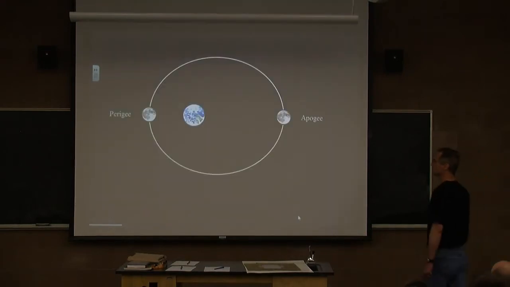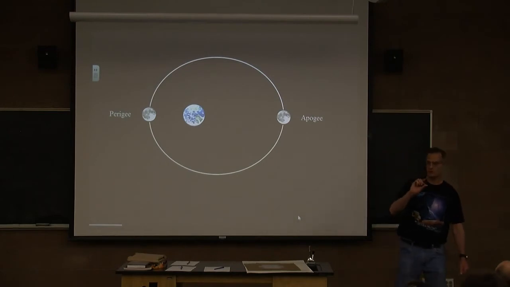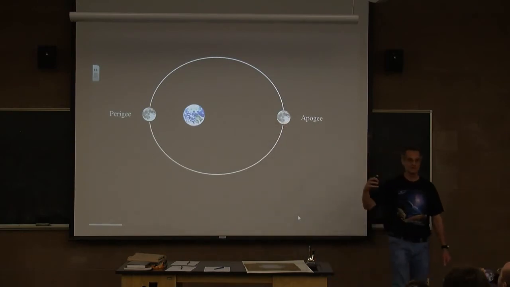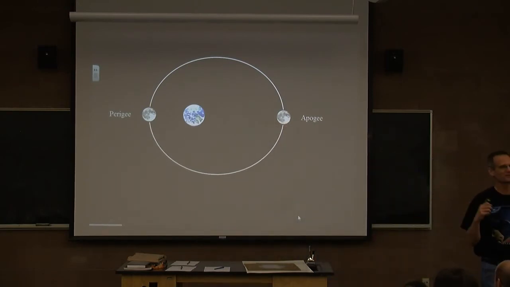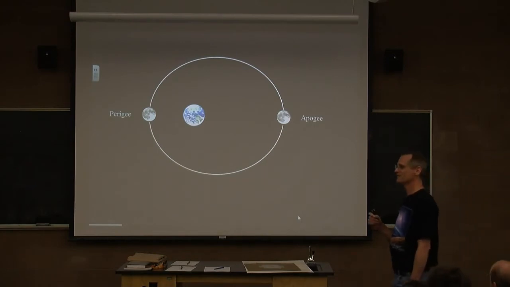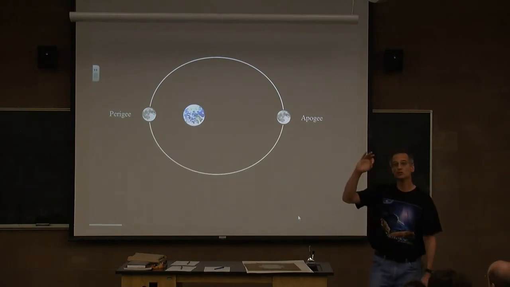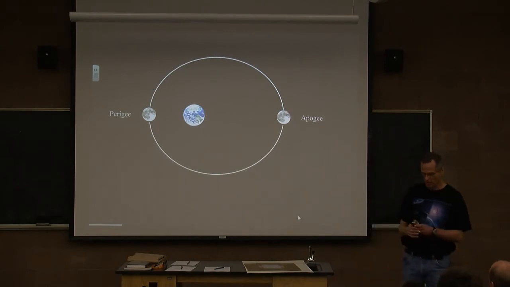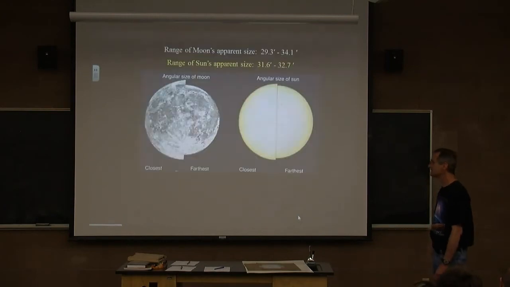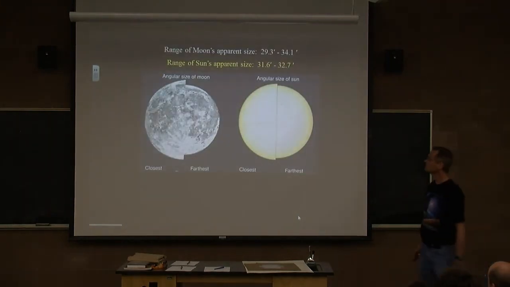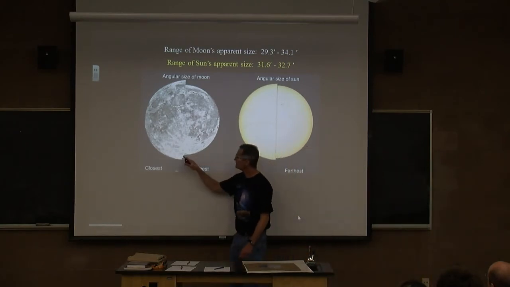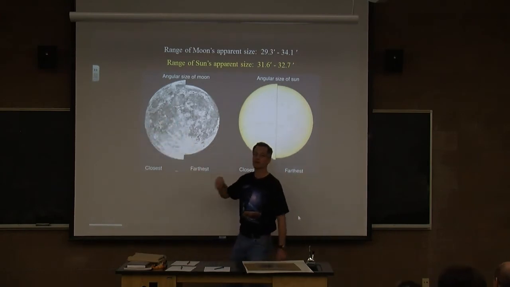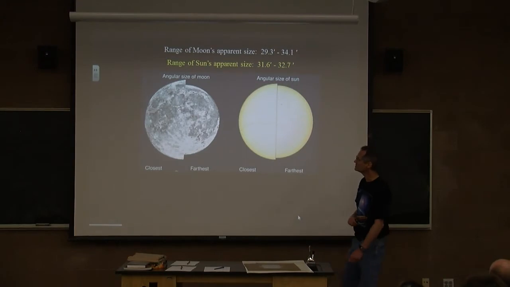Now, the moon's orbit is elliptical, which means at one place, it's closest to the Earth. That's called perigee. And at the opposite side, it's furthest away from the Earth, called apogee. That means it looks bigger when it's at perigee, closer to us, and at apogee, when it's further away, it looks smaller. If we look at the range of sizes of the moon's apparent disk, it's pretty small at apogee and pretty big when the moon's near perigee.